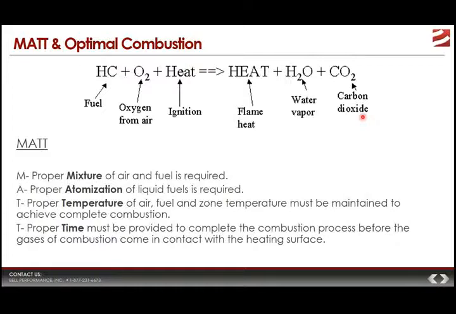Well, we can have an acronym, MATT, M-A-T-T. First thing you have to have is a proper mixture of air and fuel. You have to have proper atomization of liquid fuels into the combustion zone. And typically what happens is that A happens first and leads to M. Atomization leads to mixing of the air and the fuel. You need the proper temperature of the air and the fuel, and the zone temperature must be properly maintained. There needs to be enough environmental heat to be able to satisfy this part of the equation.